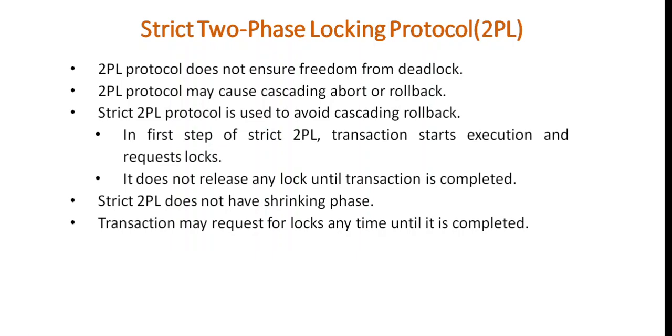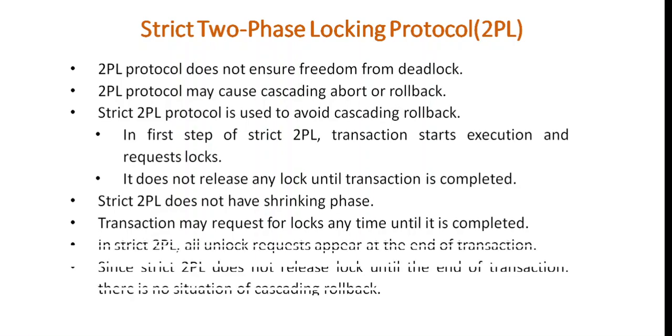Here, the transaction releases locks at the end of the transaction, so it may request a lock anytime until it is completed. So this is the difference. In strict two-phase locking, all unlock requests appear at the end of the transaction. At the end of the transaction, it releases all the locks. Since it does not release locks until the end of the transaction, there is no situation of cascading rollback. So this is the strict two-phase locking protocol.